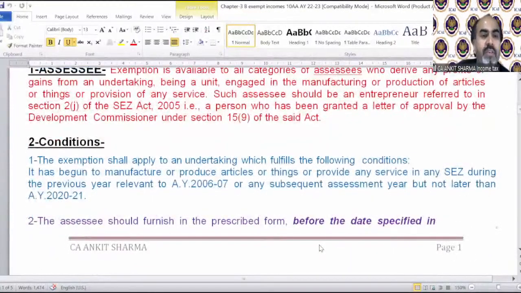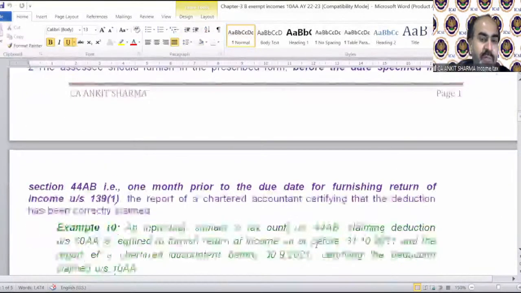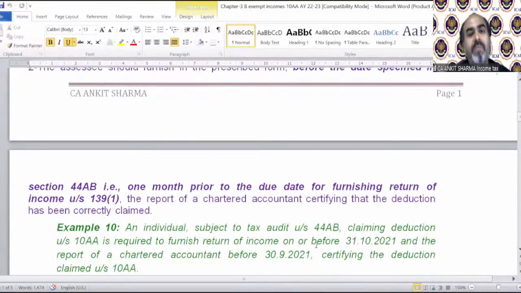The condition: the exemption shall apply to an undertaking which fulfills the following condition. It has begun to manufacture or produce articles or things or provide any service in any special economic zone during the previous year relevant to assessment year 2006-07 or any subsequent year but not later than 2021. The assessee should furnish in the prescribed form before the date specified in section 44AB, that is 1 month prior to the due date for furnishing return of income, the report of a chartered accountant.